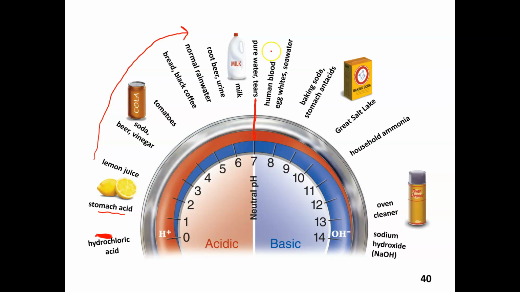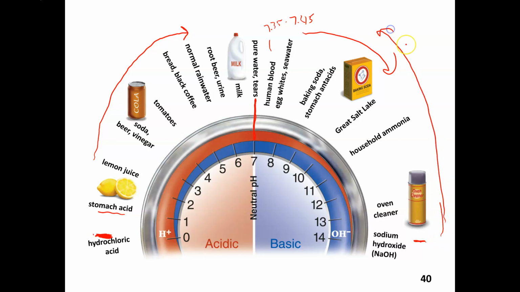Blood has a pH of 7.35 to 7.45. And then as we move this way on the pH scale, we're becoming very, very alkaline. And so sodium hydroxide is very alkaline. Hydrochloric acid, very acidic. Sodium hydroxide, very alkaline. Does that make sense? If we move this way, then we're becoming more and more acidic.